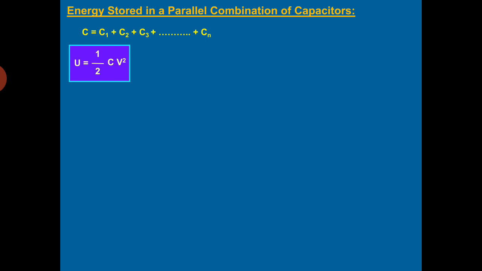Now, in place of C, we can put the above relation, that is C1 plus C2 plus C3 up till Cn. If you open the bracket, again the first term will come out to be half C1 V square. Second term will come out to be half C2 V square and so on. Last term will come out to be half Cn V square. Now this first term can be written as U1. Second term can be written as U2 and so on. And the nth term is Un. So what we get? Once again, we obtain the same result. U is equal to U1 plus U2 plus U3 up till Un.